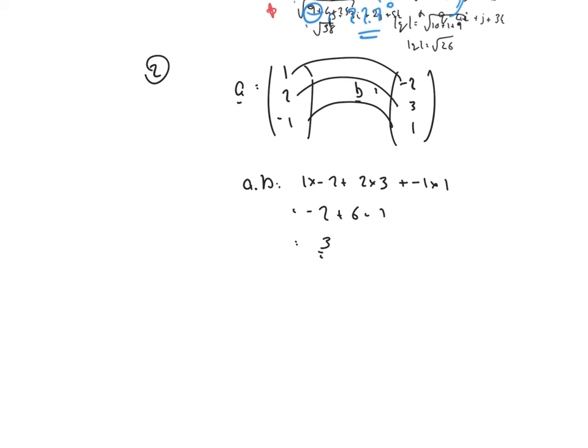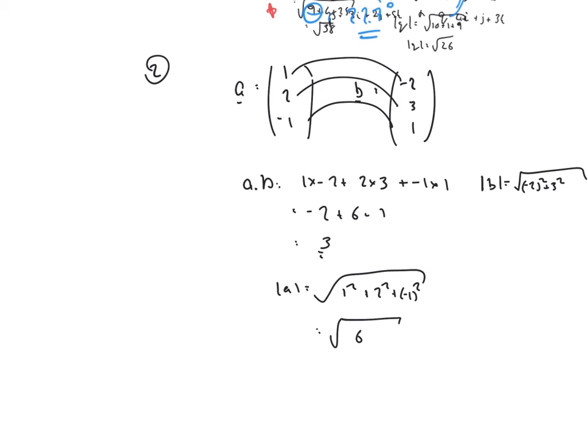Okay, let's now go after the magnitudes. So magnitude A is the square root of 1 squared plus 2 squared plus minus 1 squared. That's the square root of 1 plus 4 plus 1, that's root 6, which cannot be simplified further. Okay, magnitude B is the square root of minus 2 squared plus 3 squared plus 1 squared. That's the square root of 14, which cannot be simplified.